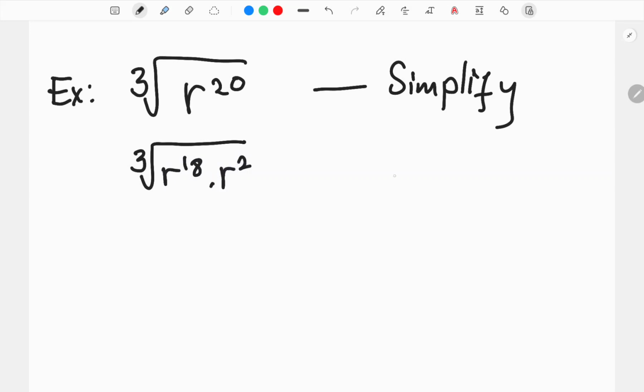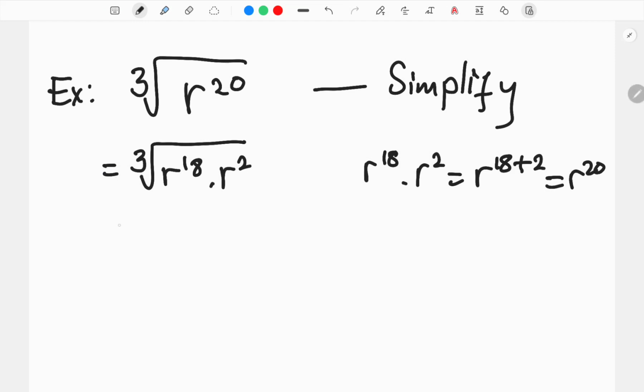2, because we already know from the laws of exponents that r to the 18 times r to the 2 equals r to the 18 plus 2, which is just r to the 20. So we didn't change anything. We just represented it in a way that favors us to be able to simplify.